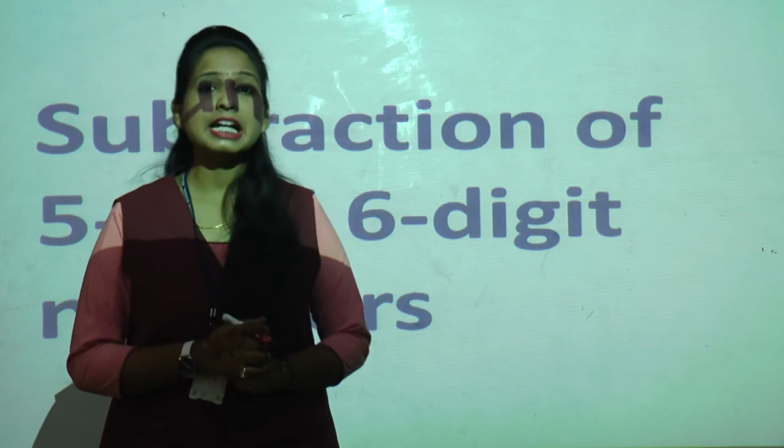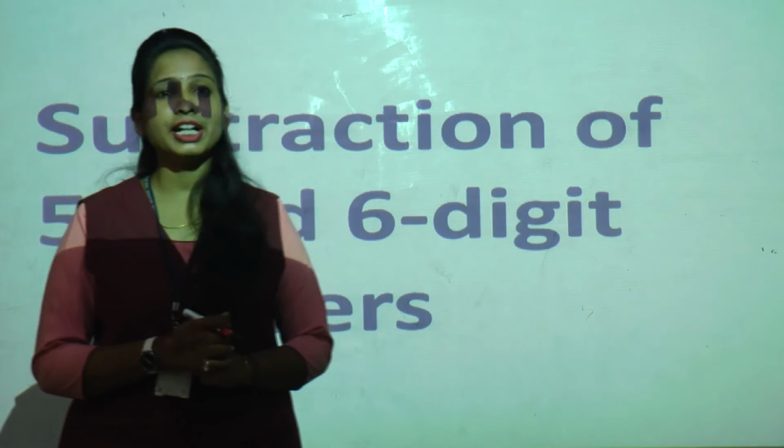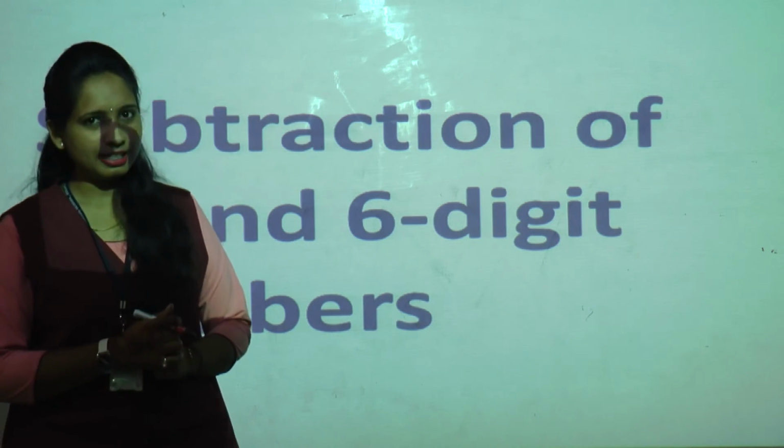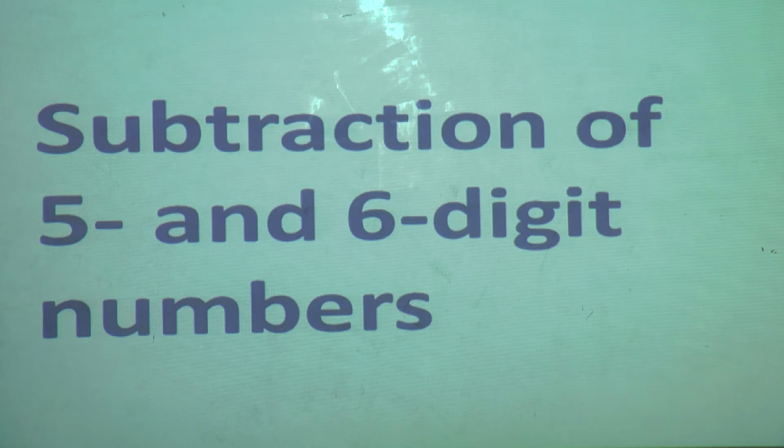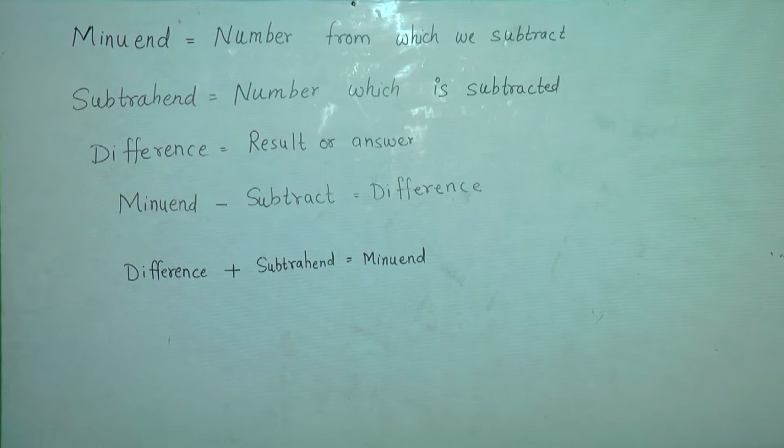40 minus 5 is 35. So what you have done? Subtraction, isn't it? So what is meant by subtraction? Subtraction means finding the difference between two numbers. Already you have studied subtraction in 3rd standard. Till 3rd standard we used to do 4 digit subtraction, but now we have to do 5 and 6 digit subtraction. Before doing subtraction you should know a few terms. So what are those?